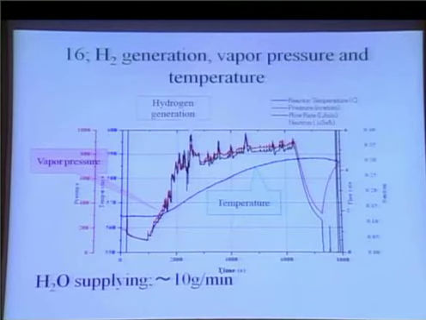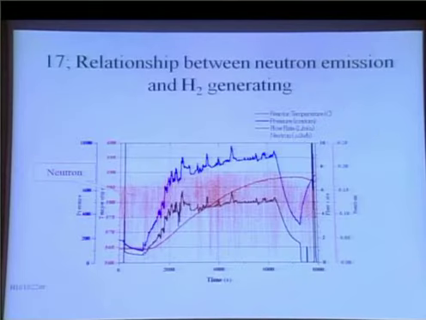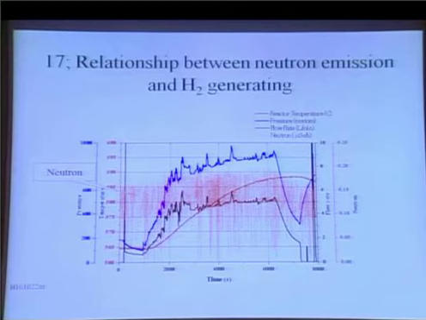This graph shows another result of hydrogen generation. You can see the time change for vapor pressure, rate of hydrogen generation, and temperature change, the same as before. This shows the behavior of neutron generation. Neutron generation is also indicated by the red dotted line. It shows the same change as the rate of hydrogen generation. This is the background level, a little bit increasing. And this neutron generation rate is almost constant with this hydrogen generation.